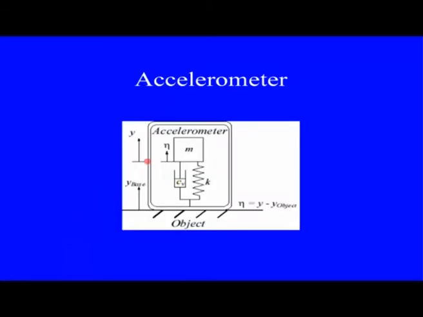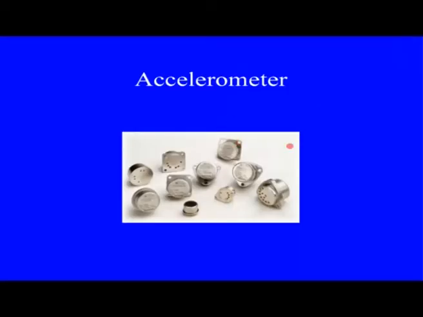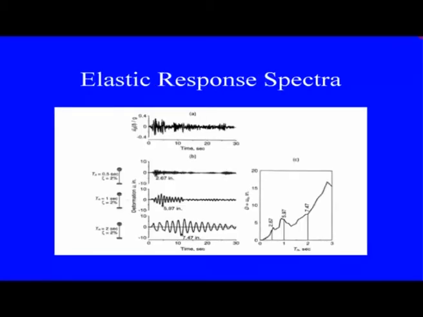This is called an accelerometer, by which you can measure acceleration, and you can get this information in detail in the structural dynamics course. This is called an accelerometer. The modern accelerometer is made of piezoelectric and other materials. So you can see how small it has become.